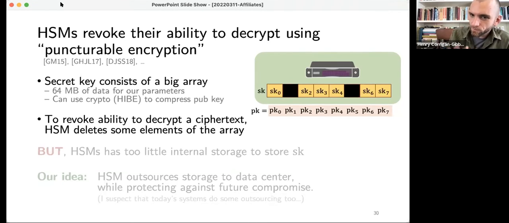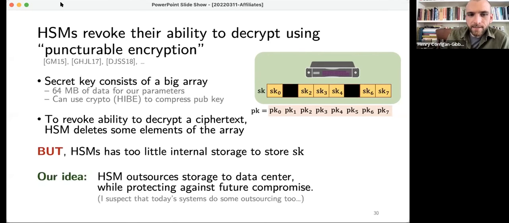The schemes for doing this are actually super, super clever and nice, and unfortunately, I don't have time to talk about them, but I highly recommend looking them up if you're interested in this. So this actually works quite well. The problem in our setting is that these hardware devices don't have enough storage to store this big secret key. And so what we decide to do instead is have the hardware device outsource the storage of the secret key to the data center, while still making sure that we can protect against future compromise. Because now, if the hardware device outsources this array to the data center, the data center could be adversarial and might not delete the things that it was supposed to delete. And this would mess up the forward security property that we want.